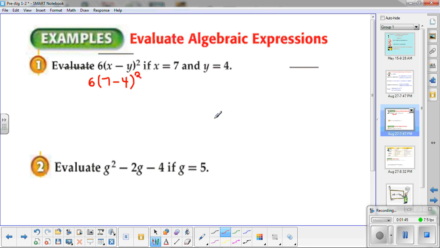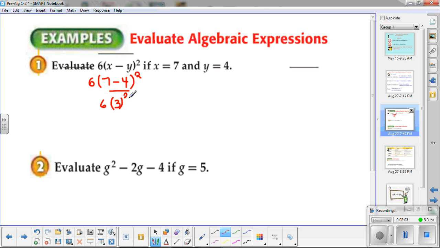Now you're going to use the order of operations to evaluate or solve. 7 minus 4, we're going to do that first because that's in parentheses. 7 minus 4 is 3. So we're going to rewrite the problem as 6 times 3 to the second power.